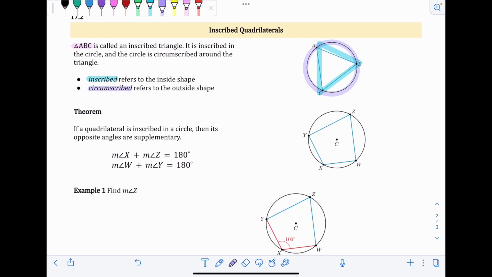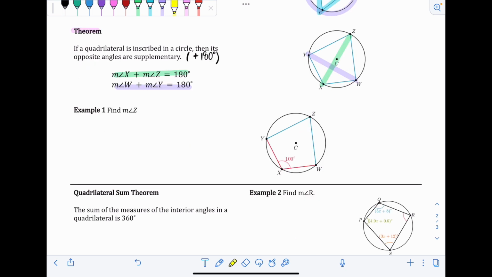Okay, so the next theorem: if a quadrilateral is inscribed in a circle, then its opposite angles are supplementary. So supplementary means that the angles add up to 180 degrees. And in this picture, our opposite angles are angle Z and angle X. So we could say the measure of angle X plus the measure of angle Z is 180 degrees. And then angle Y and angle W are opposite each other, so the measure of angle W and the measure of angle Y will also be 180 degrees if we add them together.